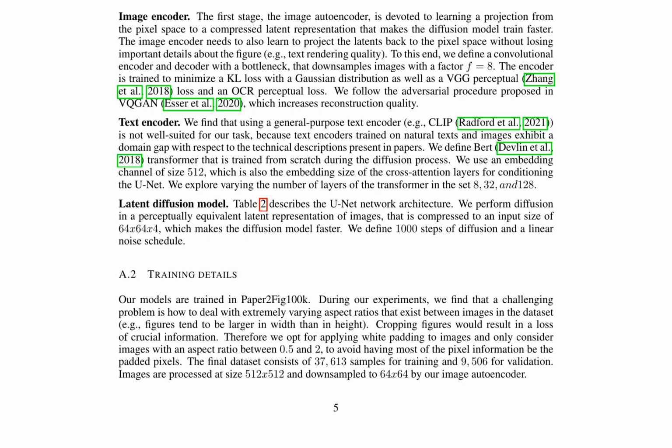A challenge encountered during this process is dealing with varying aspect ratios in the dataset. To address this, images are padded with white space and only those with an aspect ratio between 0.5 and 2 are considered, ensuring no loss of critical information. This innovative approach enables the generation of figures that accurately represent technical descriptions in academic papers, effectively bridging the gap between complex research and visual representation.